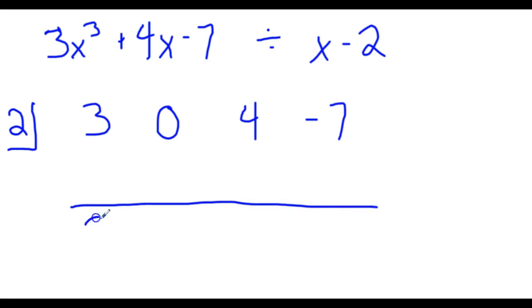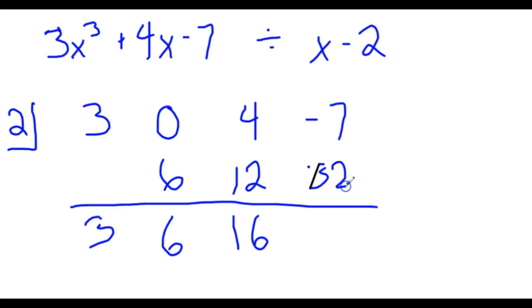So if I bring down my 3, 2 times 3 is 6, 0 plus 6 is 6, 2 times 6 is 12, 4 plus 12 is 16, 2 times 16 is 32, and then negative 7 plus 32 is a positive 25.